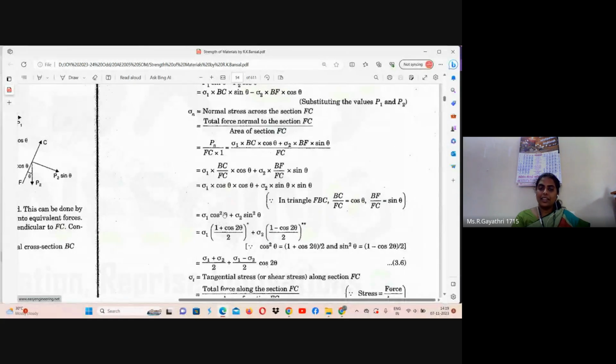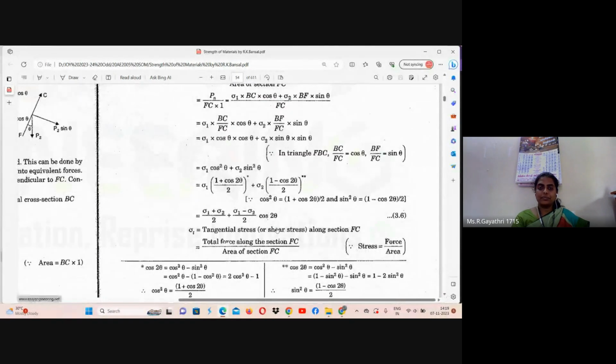Cos square theta formula we know is 1 plus cos 2 theta by 2. Sin square theta formula is 1 minus cos 2 theta by 2. So we can simplify these terms. Sigma n is equal to sigma 1 plus sigma 2 by 2 plus sigma 1 minus sigma 2 by 2 times cos 2 theta. We can write like this. This is the sigma n equation in terms of sigma 1, sigma 2.